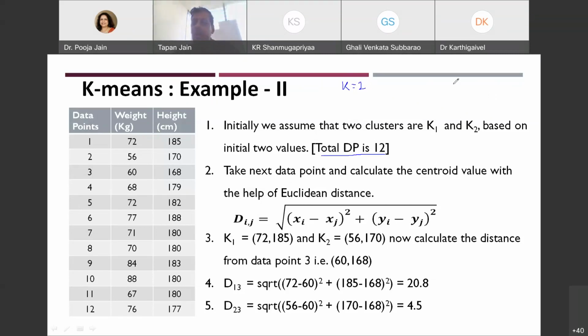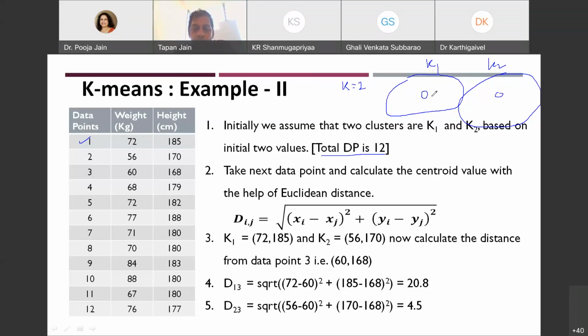Now, if we assume that k is equal to 2, that means 2 clusters, so the clusters are K1 and K2. This is my K1 cluster and this is my K2 cluster. Now we want to distribute the data. One way is we assume that the first data point falls into cluster 1 and the second data point falls into cluster 2. If a cluster has only one data point, that data point value is exactly the same as the centroid value, because only one data point is present.